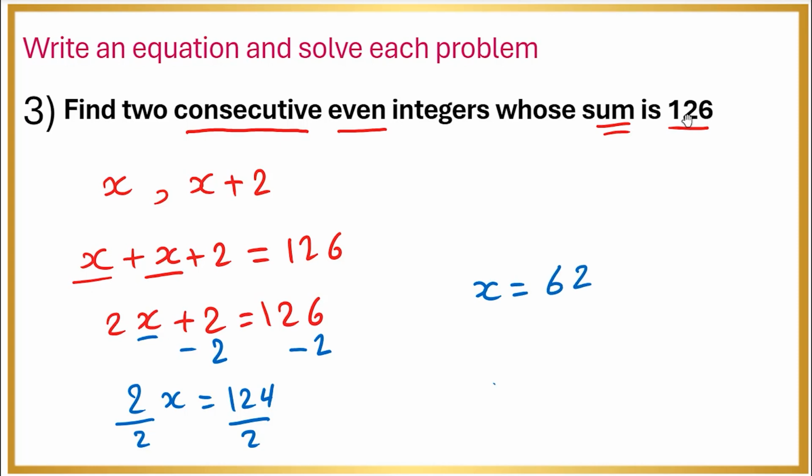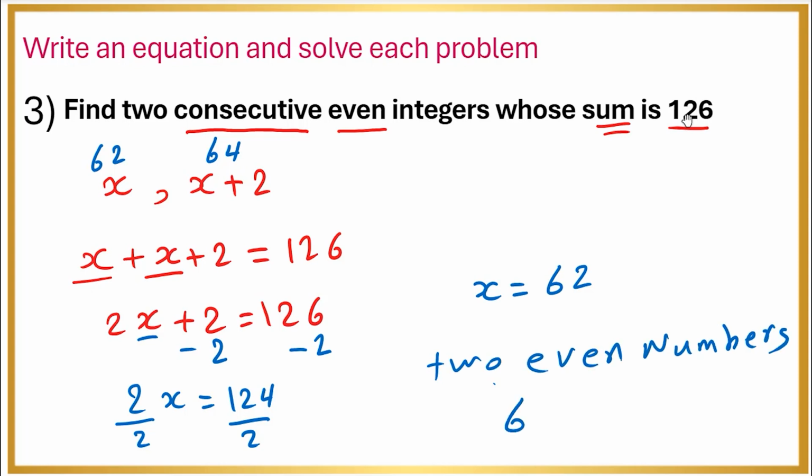Then the first number here will be 62, and the second number 62 plus 2 will be 64. Then we write the two even numbers are 62 and 64. If you want to check your answer, do plus between these two numbers and check whether the answer will be 126 or not. 62 plus 64 is 126. Then your answer is correct.